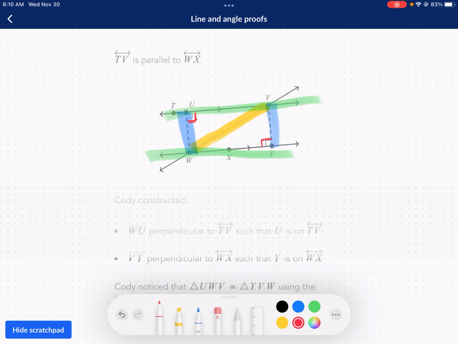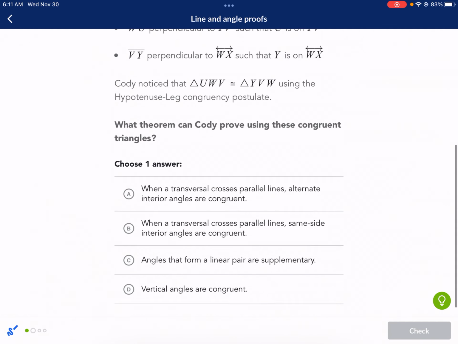And the two triangles here, you can see there's one. I'm going to do this one dotted. We'll call that triangle UWV. And then we have this other triangle here. This one I'll make a solid line, and that's triangle YVW. Those two are congruent to each other because you can see the green and the green match up, the blue and the blue match up, and then the yellow is shared. So hypotenuse leg is what we're going to be talking about here.